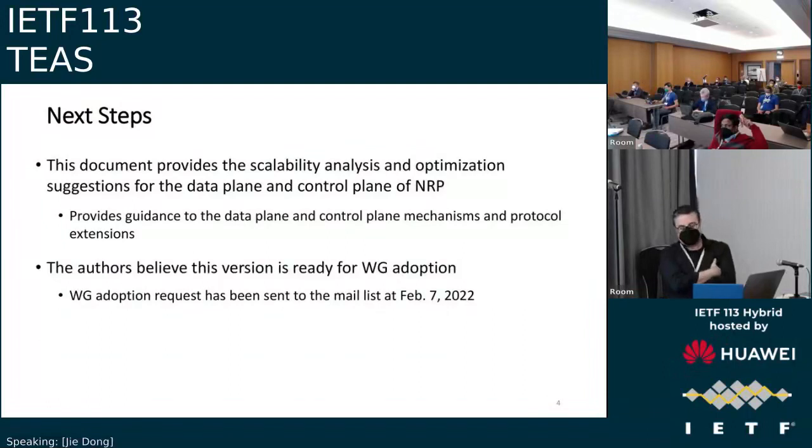So here are the next steps. I think this document provides a scalability analysis and optimization suggestions for the data plane and the control plane of the NRP. And it also provides the guidelines to the data plane and control plane mechanisms and the related protocol extensions. So I think this document is useful to guide the other works in the working group and other related protocol working groups. So the authors believe this version is ready for the adoption, and we have sent the adoption request to the mail list on February the 7th this year. Okay, thank you.